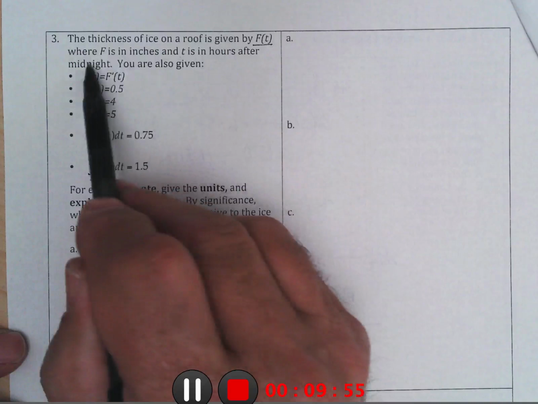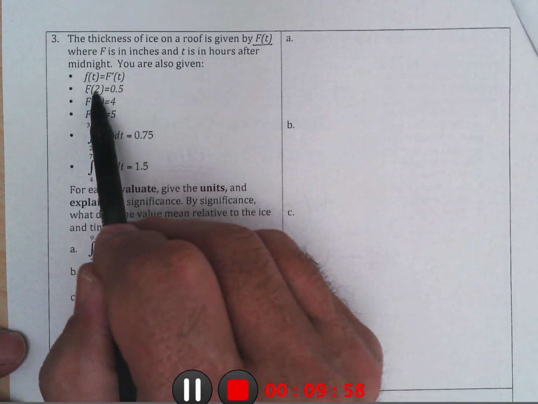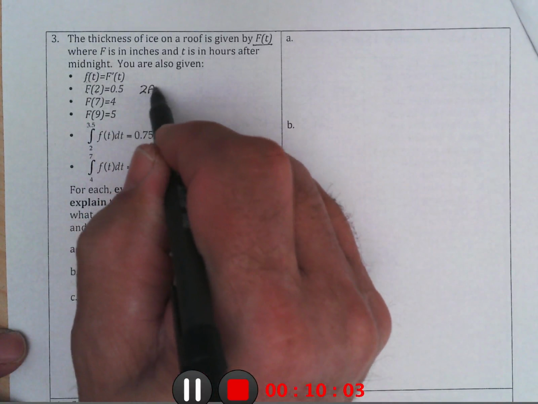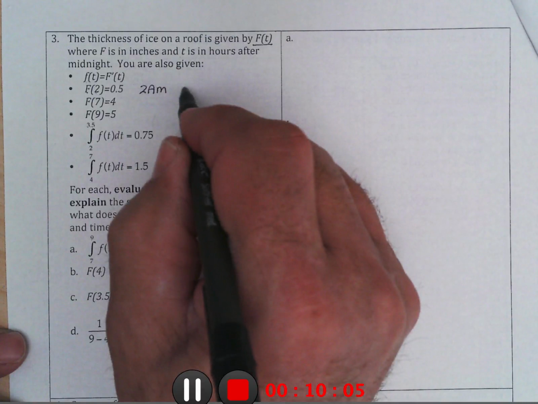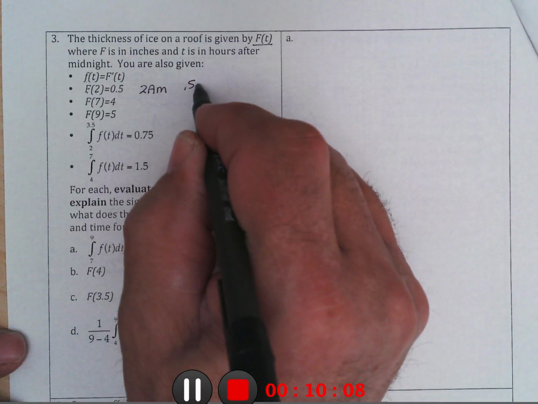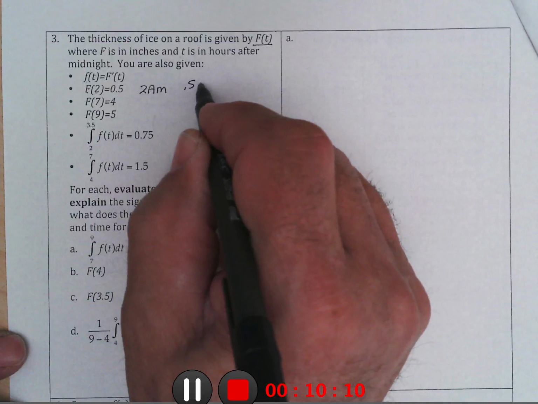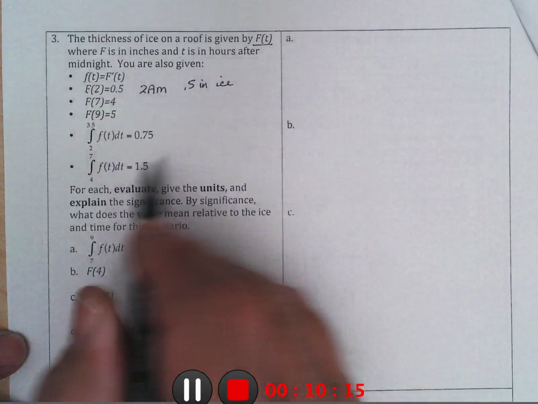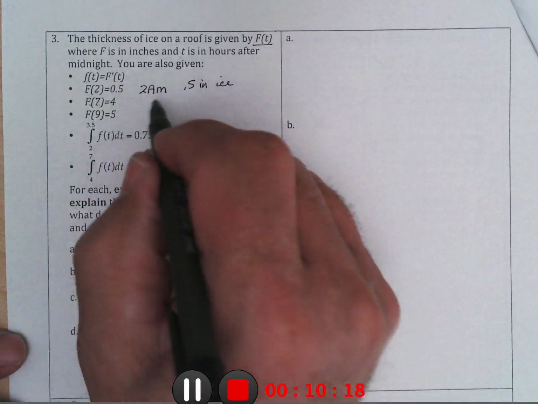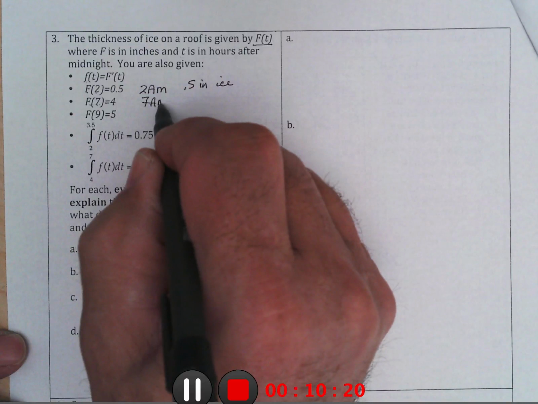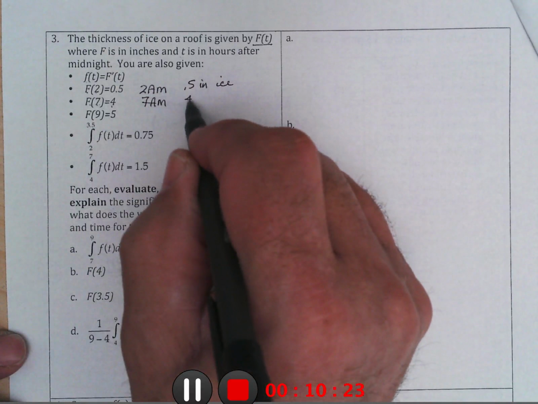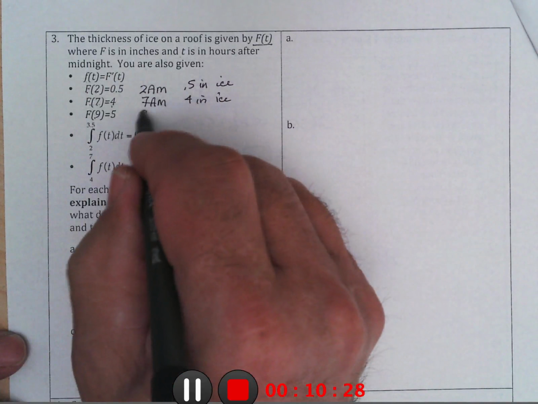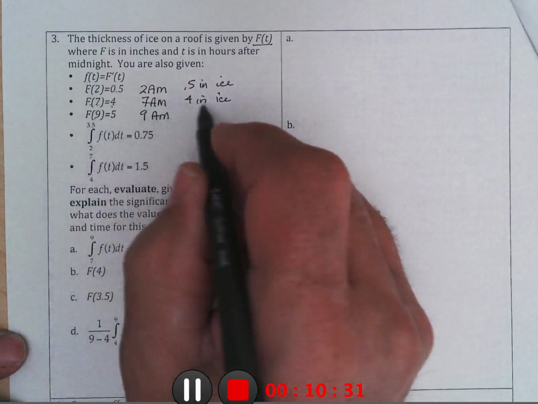So this is 2 hours after midnight, or 2 a.m., and it's saying there was a half an inch of ice. This is saying at 7 a.m. there was 4 inches of ice. This is saying at 9 a.m. there was 5 inches of ice.